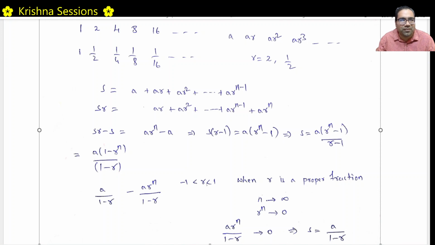This is a simple proof. We did nothing. We just wrote the summation, then multiplied with r and then just subtracted and derived this expression. And then in the special case where r is lying between minus 1 and 1, we realized this expression will become close to 0, so only this one will be left. See, this is a beautiful proof. Hope you enjoyed this.